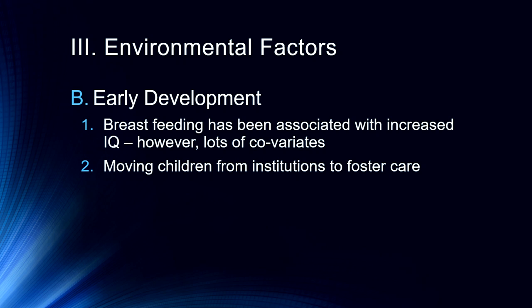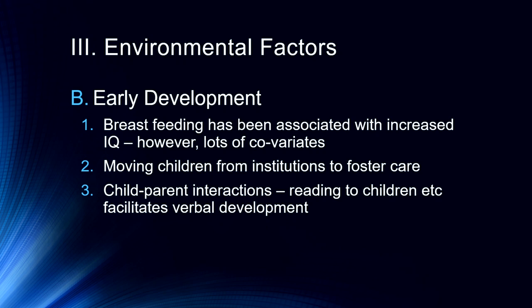For children who do not have stable homes, moving them from institutional care, say an orphanage, to foster care as early as possible, or moving them into adoption as early as possible, is associated with significant increases in intellectual capacity. Child-parent interactions get at the previous point. Reading to children really facilitates verbal development and other intellectual development, particularly parent-child reading together, sort of interactive. There's a lot of data about doing things together and how that fosters intellectual development, not reading at the child, but reading with the child, and that's really important.